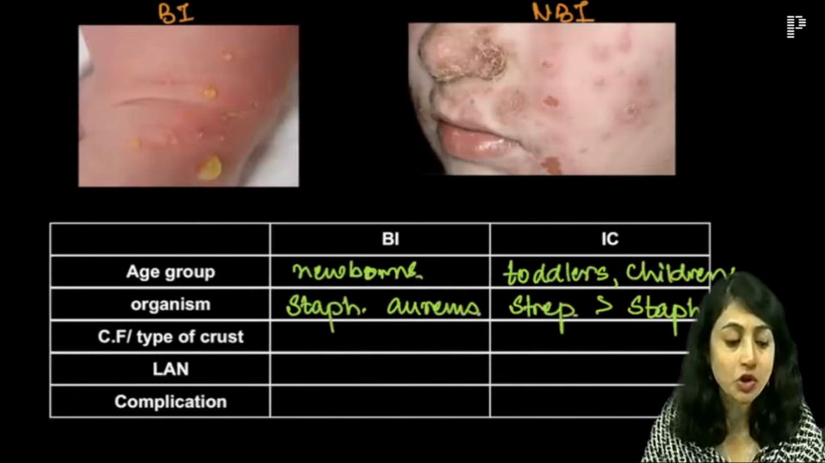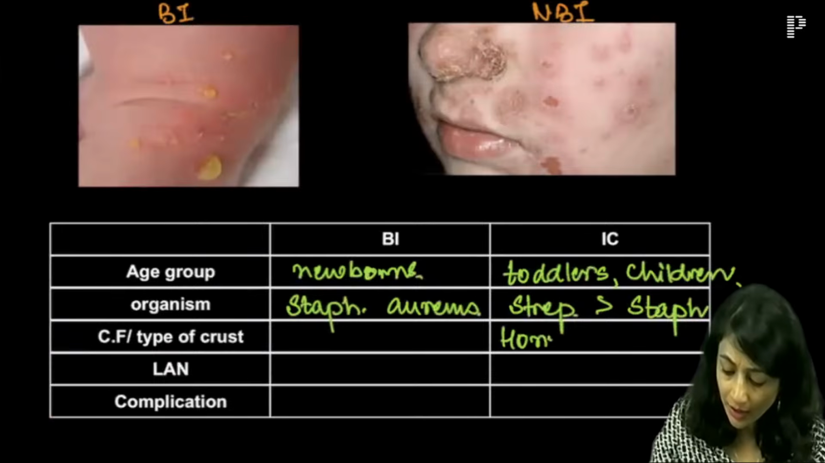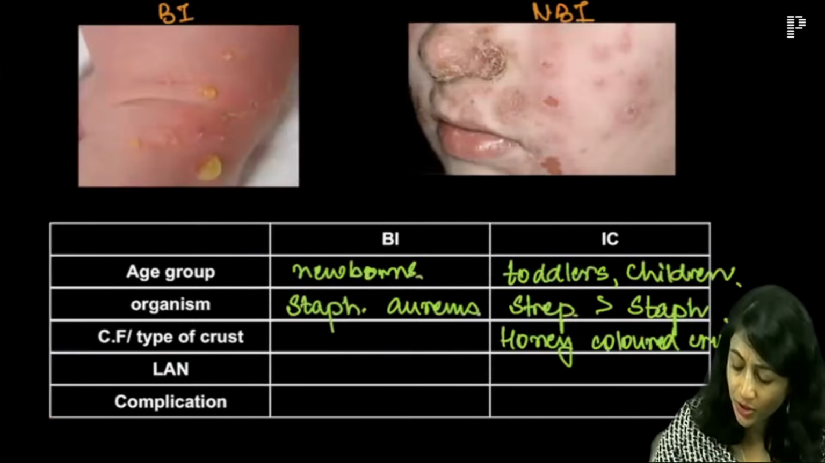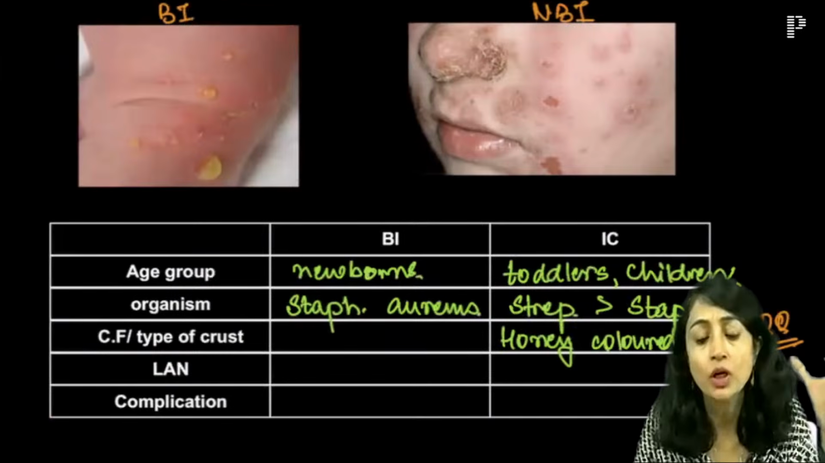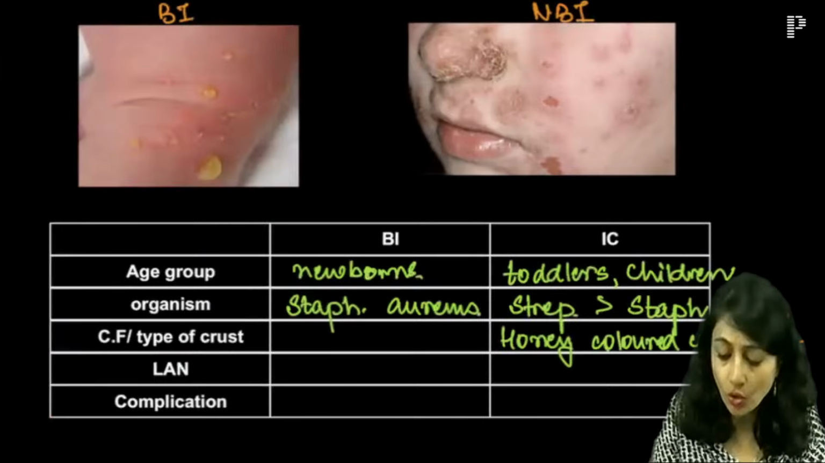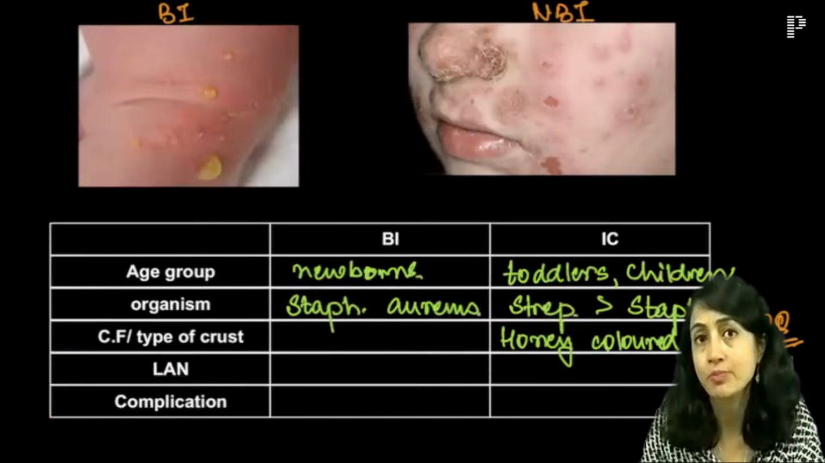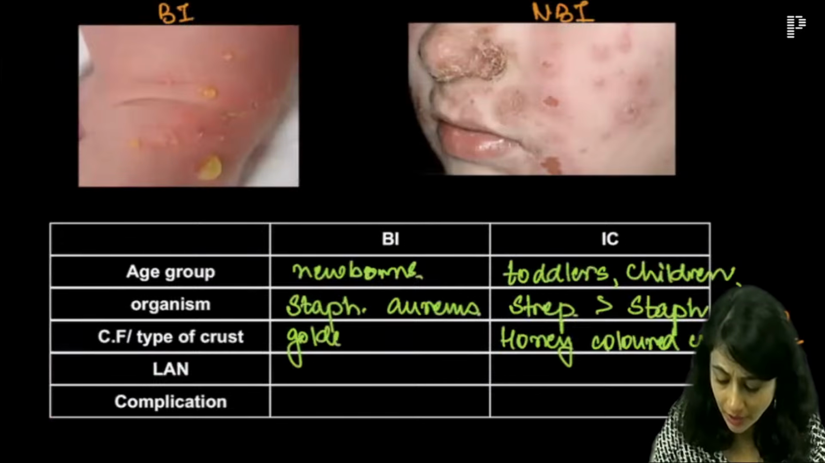Great. So, Dr. Rachit, you are absolutely right. What you see here is honey colored crust. And this is a very, very important feature of impetigo contagiosum, and that is what is usually given to you in the exam. So they give you a face of a child and they tell you that there is honey colored crust, or you see crust like this. This is very, very characteristic feature of non-bullous impetigo or impetigo contagiosum. On the other hand, bullous impetigo presents with golden colored crusts.